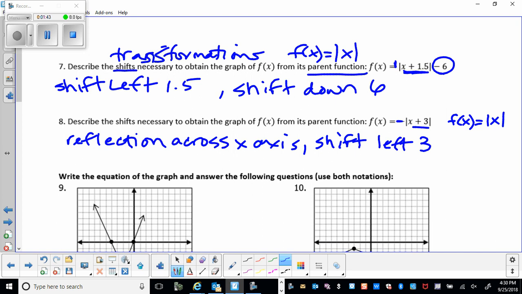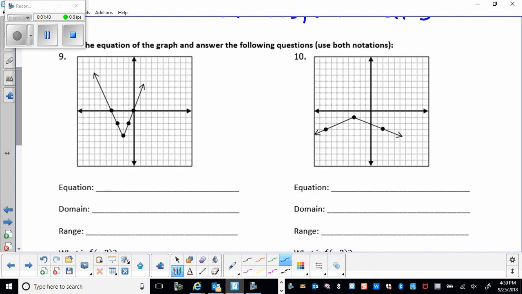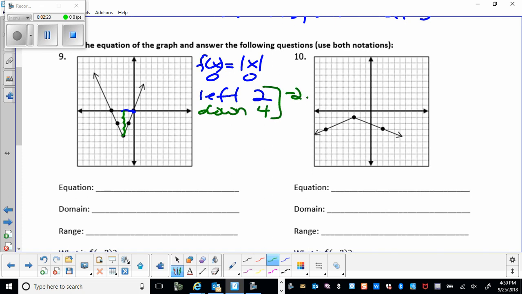All right, very good. And then now for number 9, you're given the graph, and we're now going to write the equation. All right, so we can see how it shifted. As my original parent function, if you have f of x equals absolute value of x, when x is 0, y is 0. So it would have been at the origin. I can see it went left 2, and it went down 1, 2, 3, 4. Okay, so my vertex is at -2, -4.